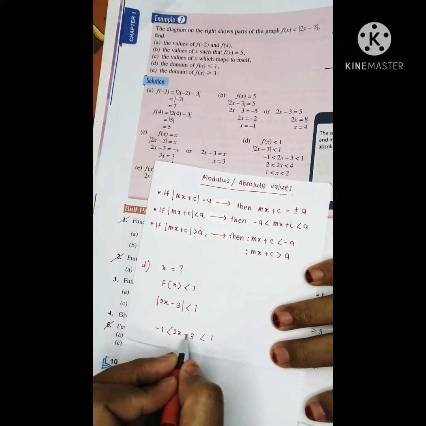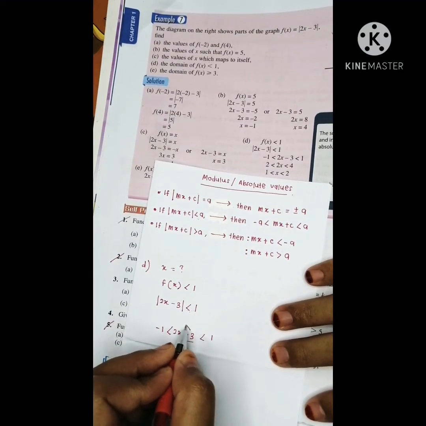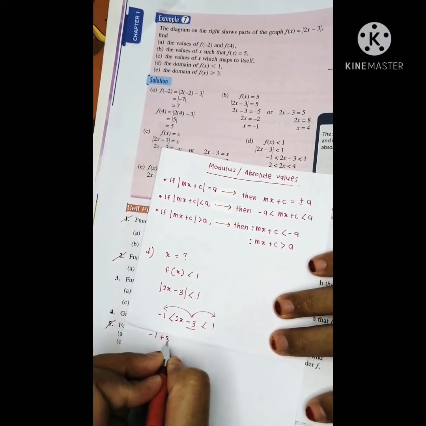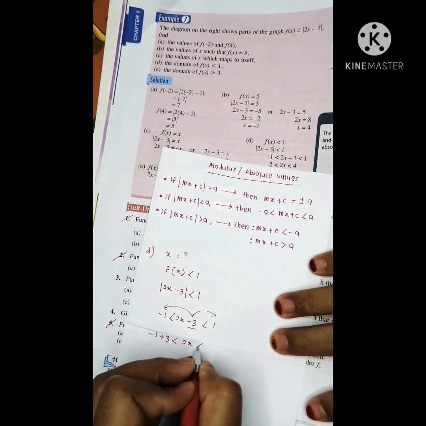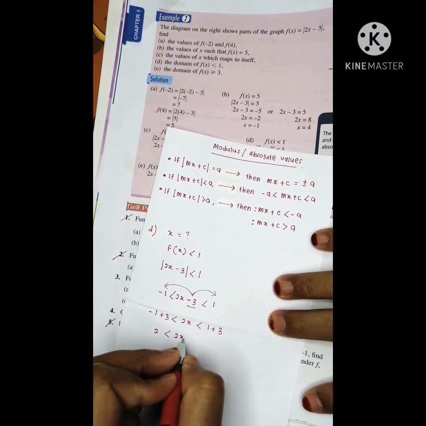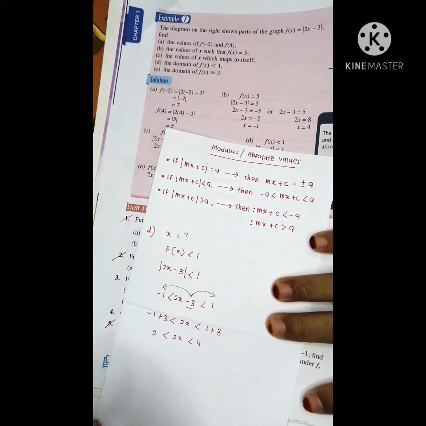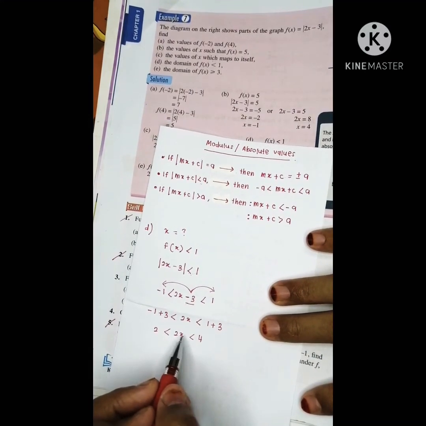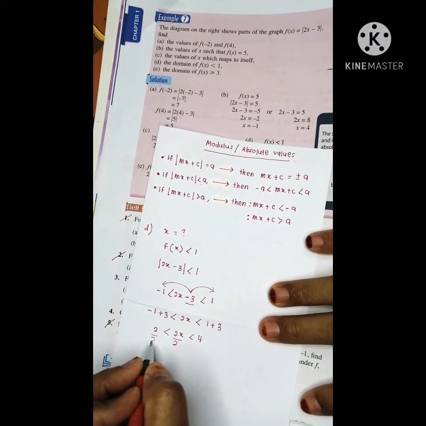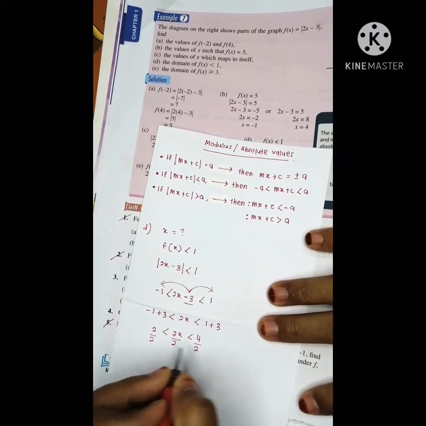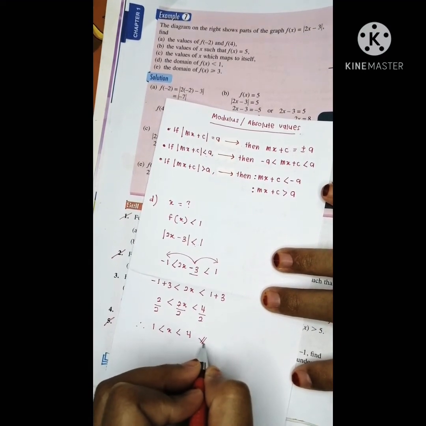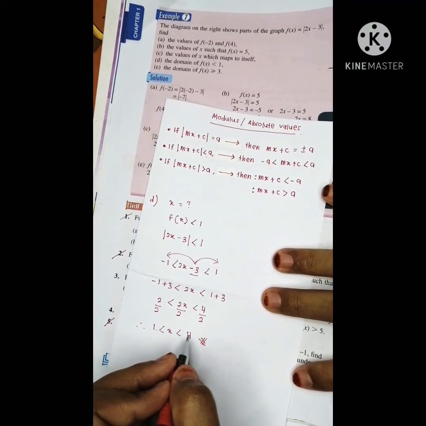How do you want to solve? Negative 3, bring it to the left and also bring it to the right. So negative 1 plus 3, then 2x, then less than 1 plus 3. Negative 1 plus 3, you got 2, then 2x, and 1 plus 3, 4. Now we want to know the value of x only, so what should we do to the 2 here? Divide by 2, on the left side and also the right side. So 1 less than x less than 2. So this is the answer: x is greater than 1 and less than 2.